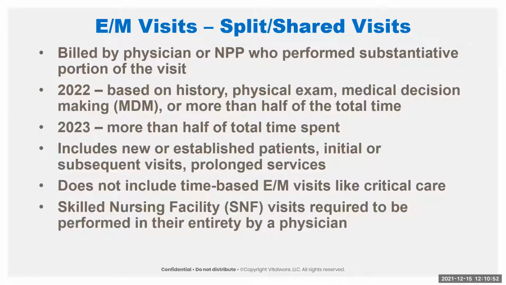So what CMS is saying now is it should be billed by the physician or the NPP who performed the substantive portion of the visit. And then to make things fun, they're changing how it's done and phasing in some differences. In 2022, that will be based on one of two things: the history, the physical exam, and the medical decision making, like the old E&M three levels, or more than half of the total time. When we get to 2023, it's going to be based on more than half of the total time spent. It's going to include new or established patient visits, initial or subsequent visits, and prolonged services.